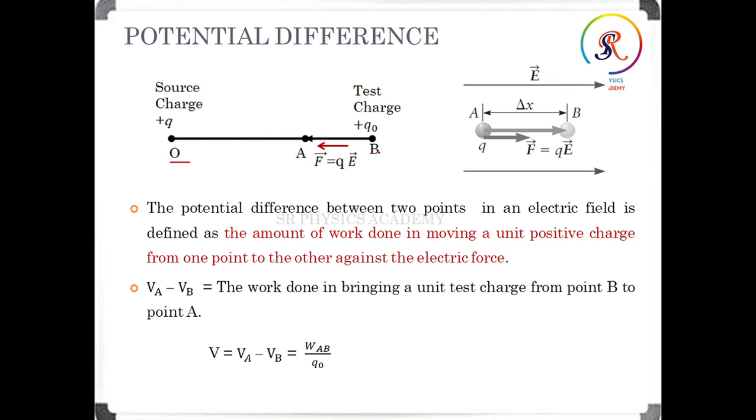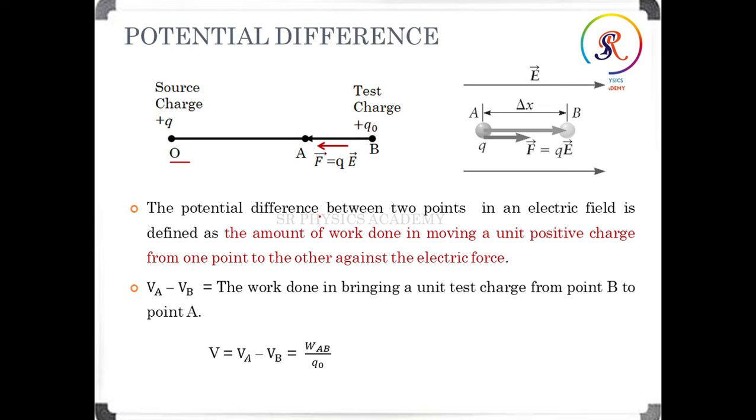So from point B to point A, how much work have we done? There is some electric force, and the distance it is moving. So the work done is nothing but electric force into delta x. But in this case, what happened? Earlier both were in parallel direction, but in this case it is the reverse direction.